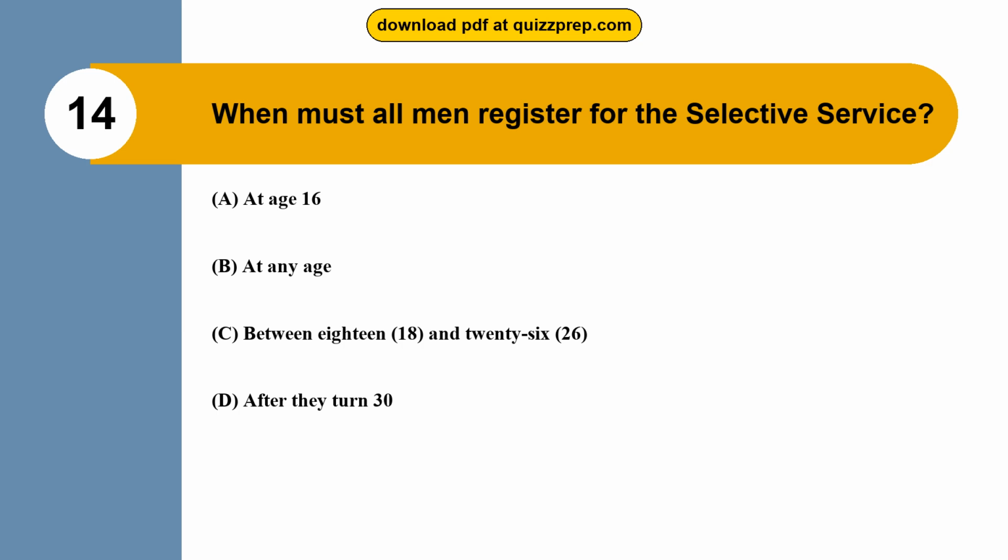Question 14. When must all men register for the Selective Service? Option A, at age 16. Option B, at any age. Option C, between 18 and 26. Option D, after they turn 30. The correct answer is option C, between 18 and 26.